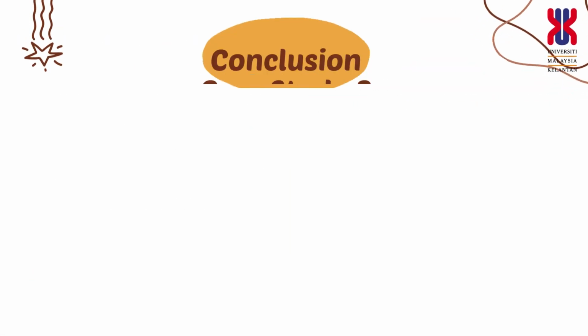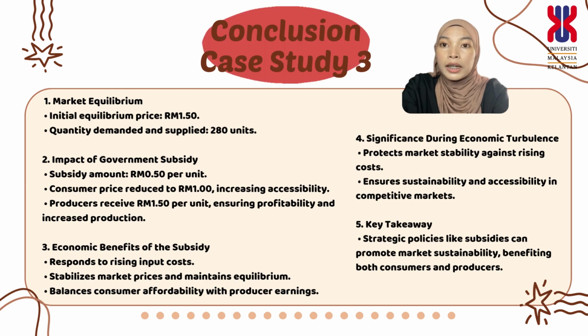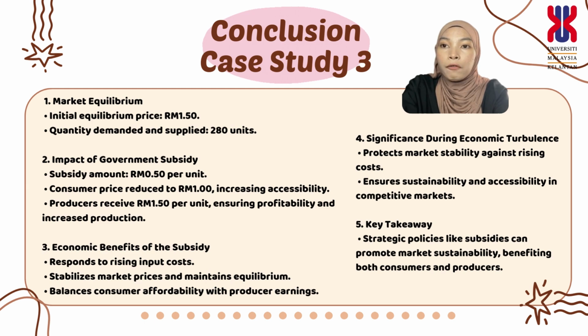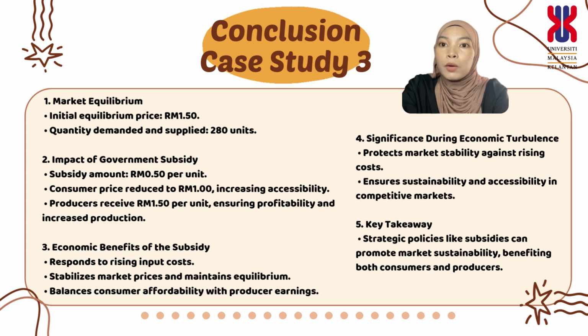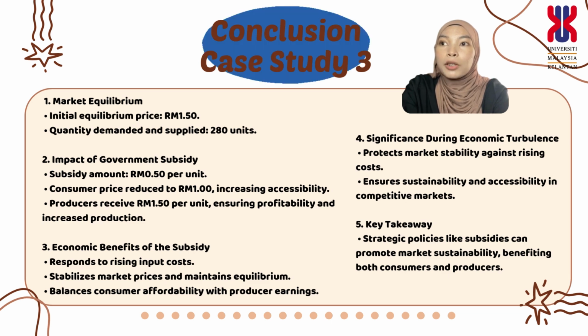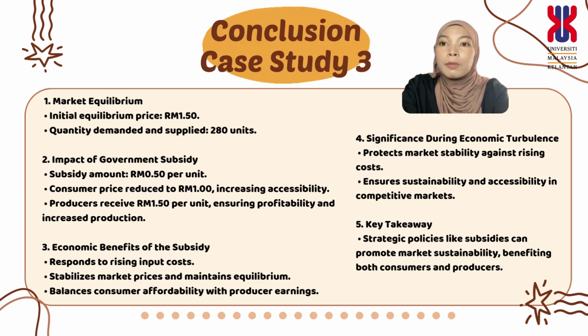For the conclusion, the sweet donut market analysis highlights the market equilibrium initially achieved at a price of RM1.50 with 280 units demanded and supplied. The introduction of a 50-cent subsidy reduced the consumer price to RM1, making donuts more accessible while allowing producers to continue earning RM1.50 per unit, ensuring profitability and boosting production.